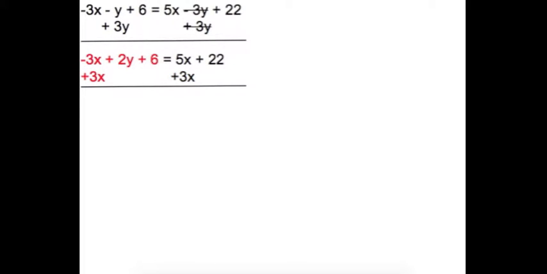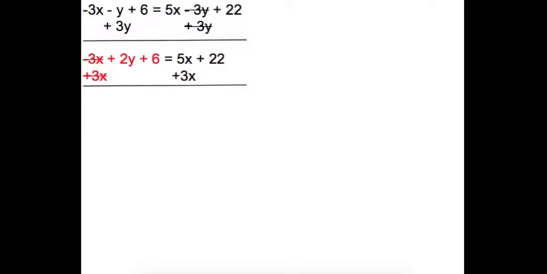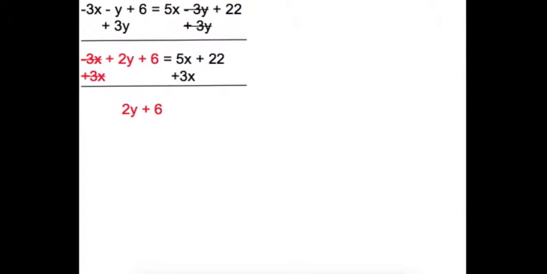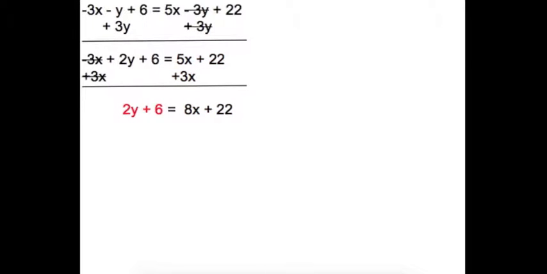Let's simplify the left side first. Negative 3x and positive 3x will cancel each other out, leaving us with 2y plus 6. Now to simplify the right side of the equation, 5x plus 3x will be 8x, so we will be left with 8x plus 22. We still have yet to solve for y.